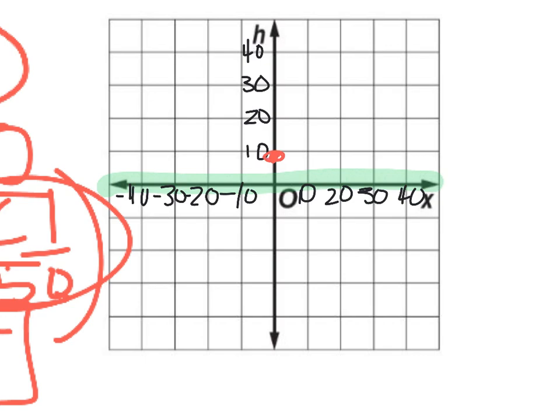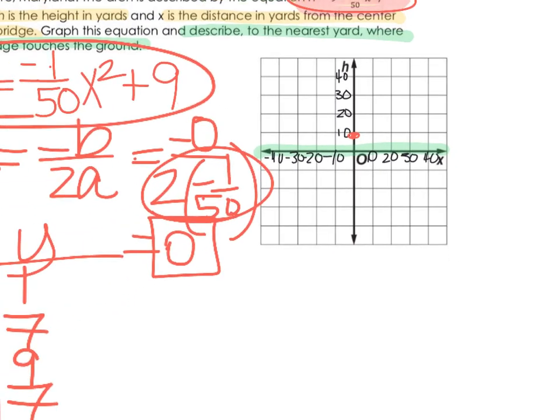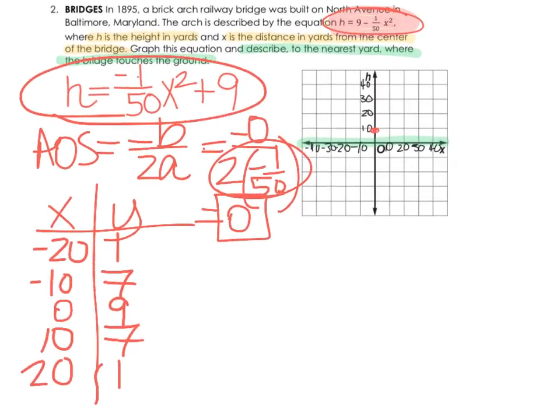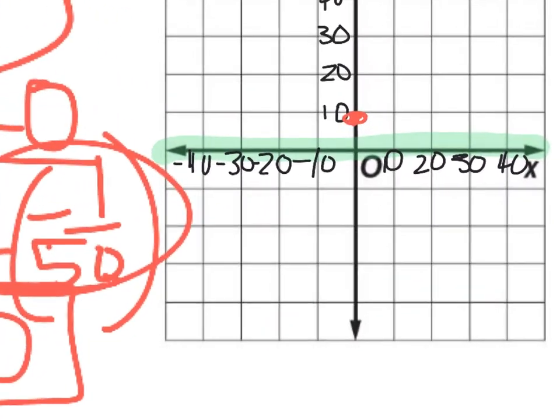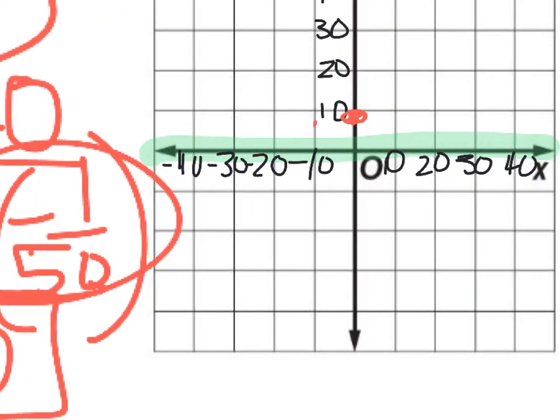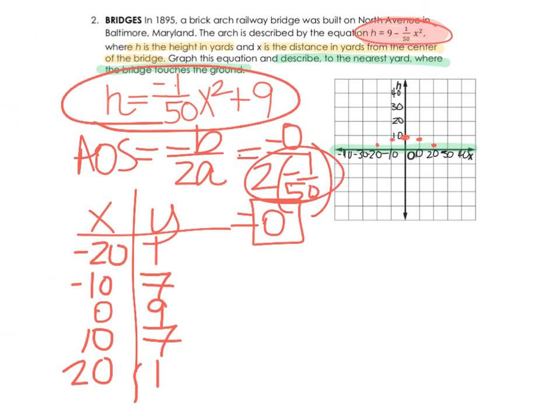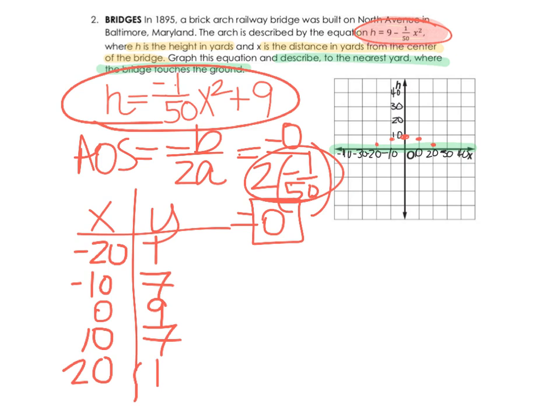Now we know our other points. Let's see, we've got (negative 10, 7) and (negative 20, 1). So (negative 10, 7) would be right about there, and (negative 20, 1) would be right about there. And then (positive 10, 7), (positive 20, 1). Now, our goal is to see where it touches the ground, right? So at negative 20 and positive 20, it's still 1 foot above the ground.